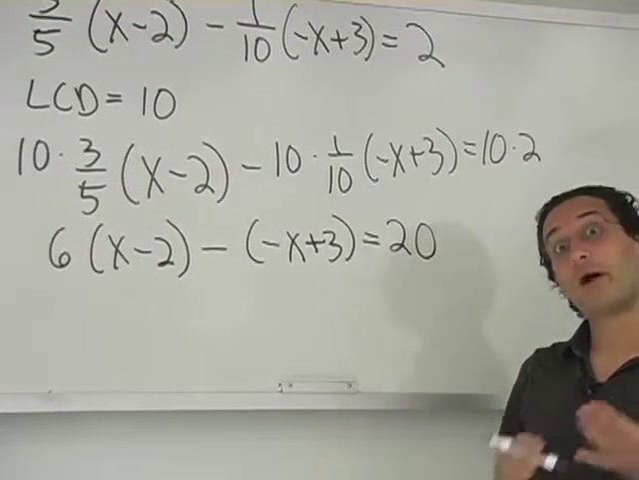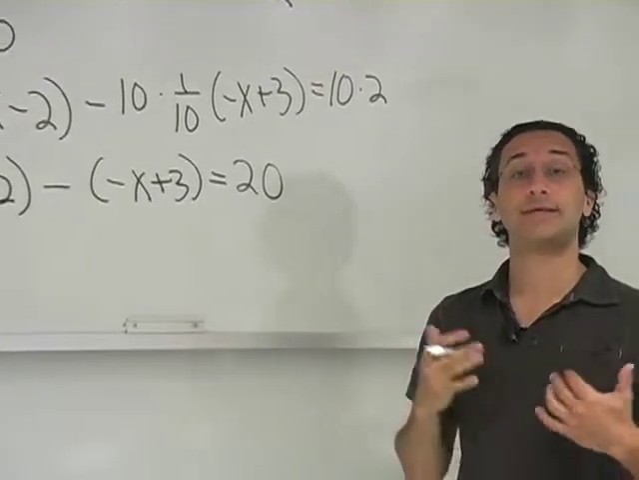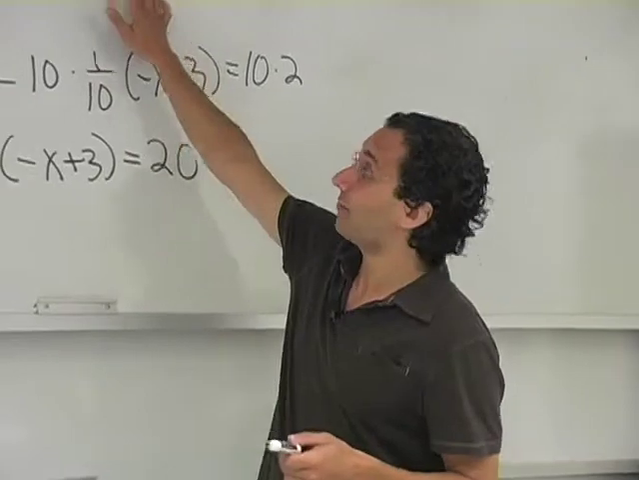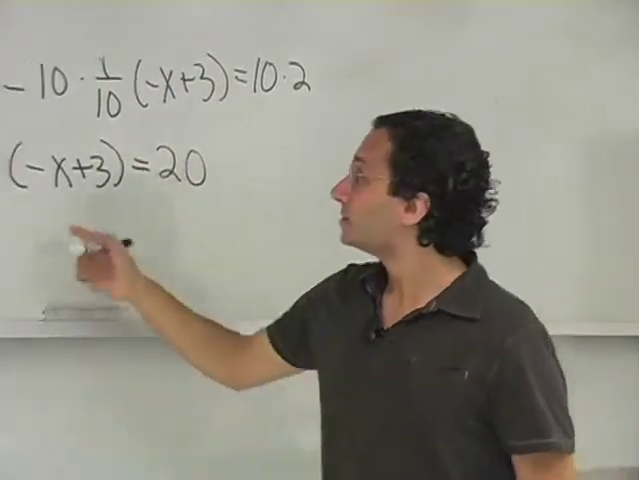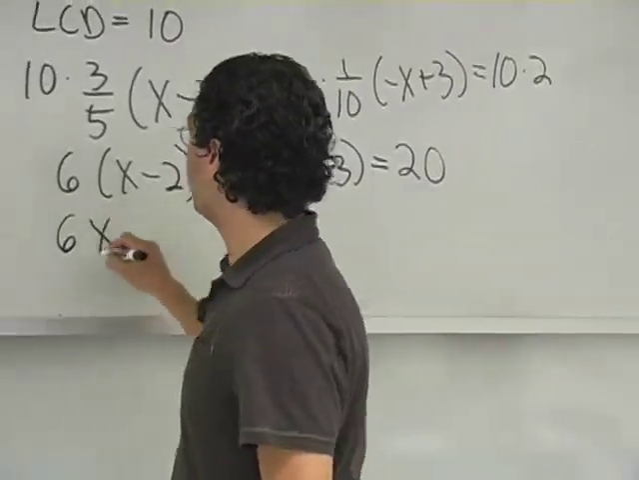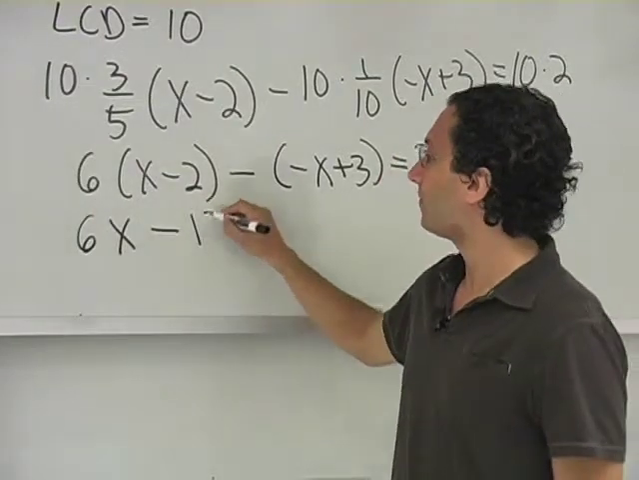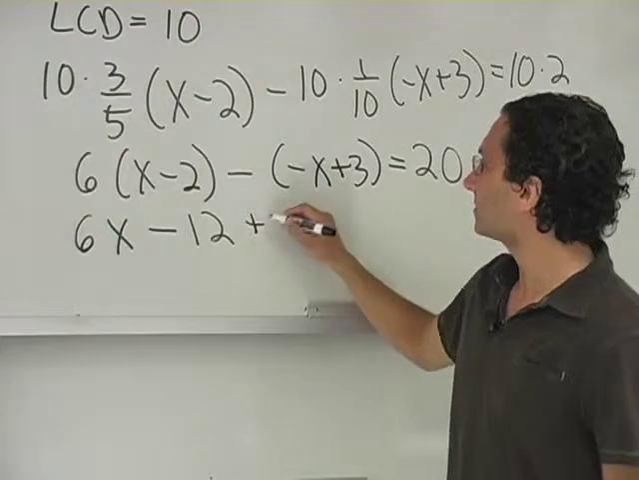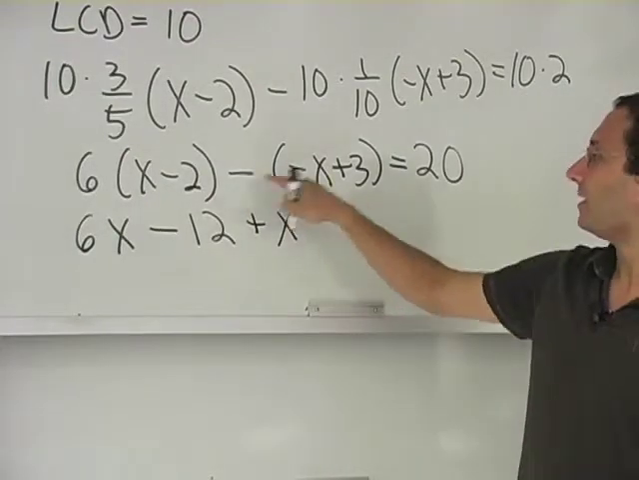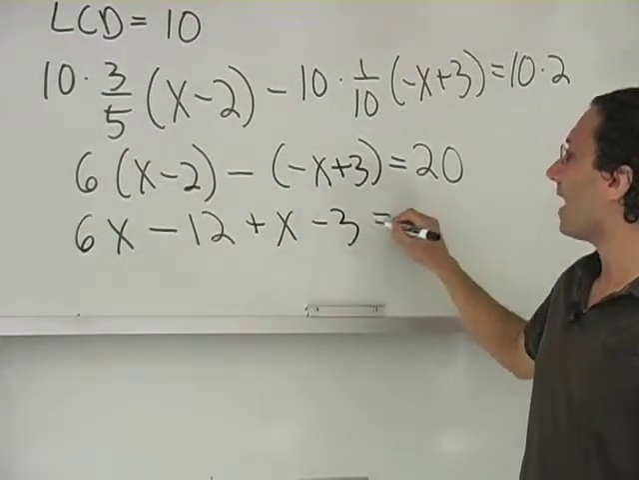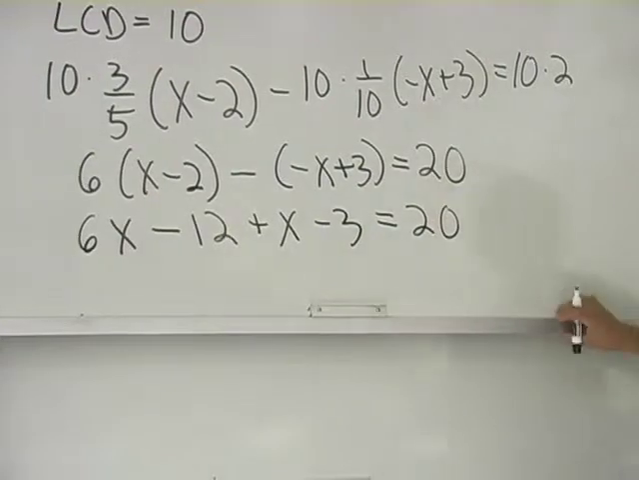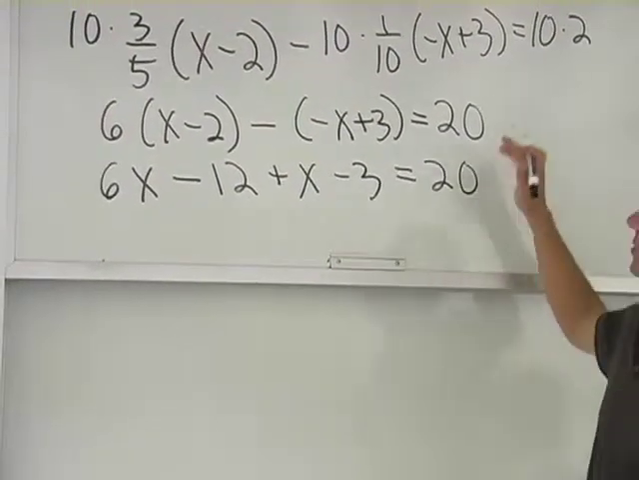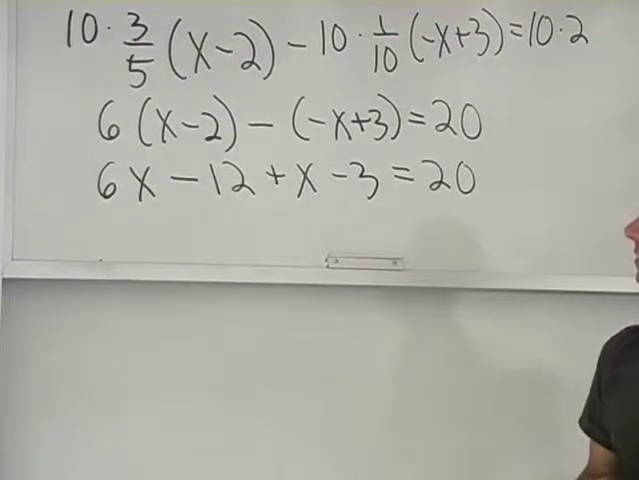I took a problem that was complicated for me, and I asked, is there a way that I can make it easier? This guy's easier for me than this guy. So let's distribute to get 6x minus 12. Minus times a minus is plus x. Minus times a 3 is minus 3, and that equals 20. Again, even simpler to deal with.